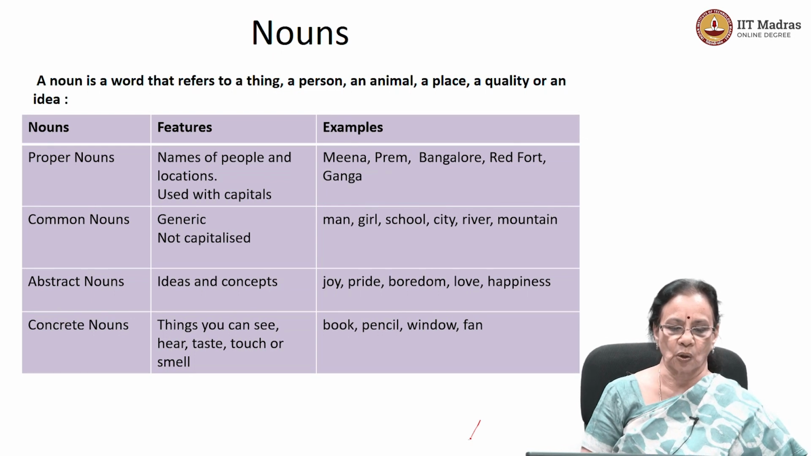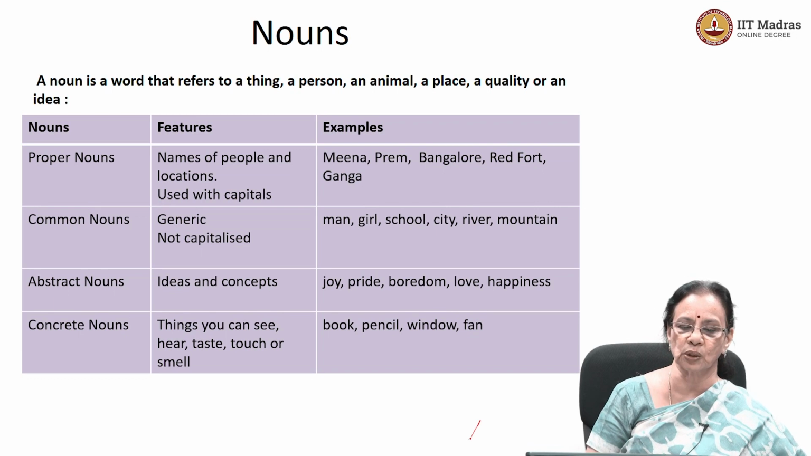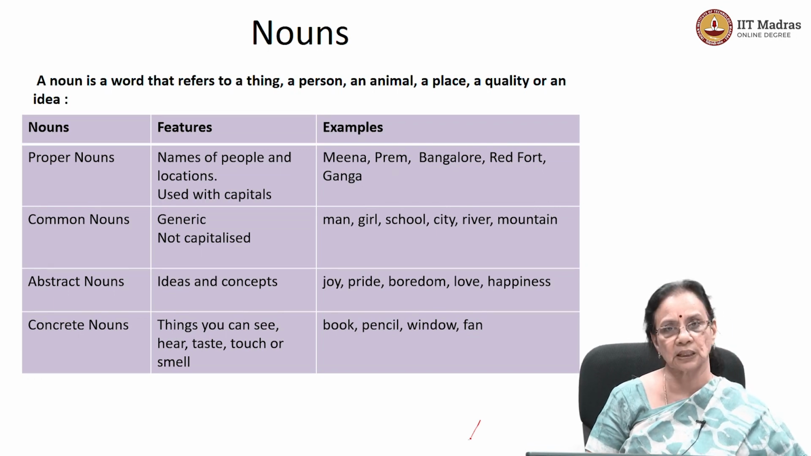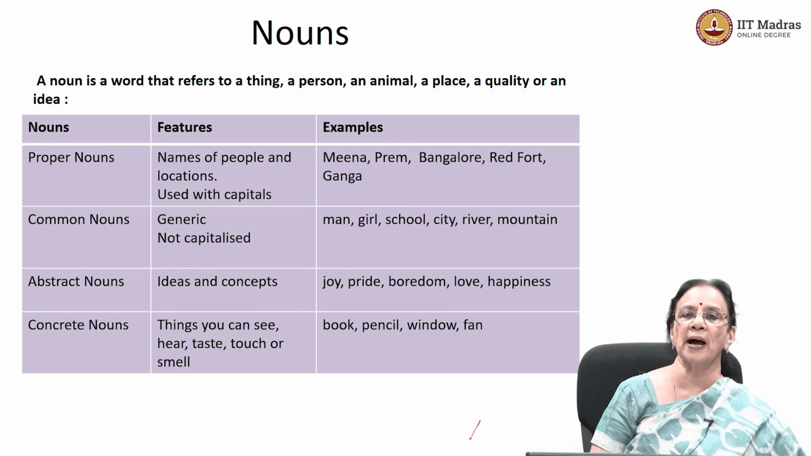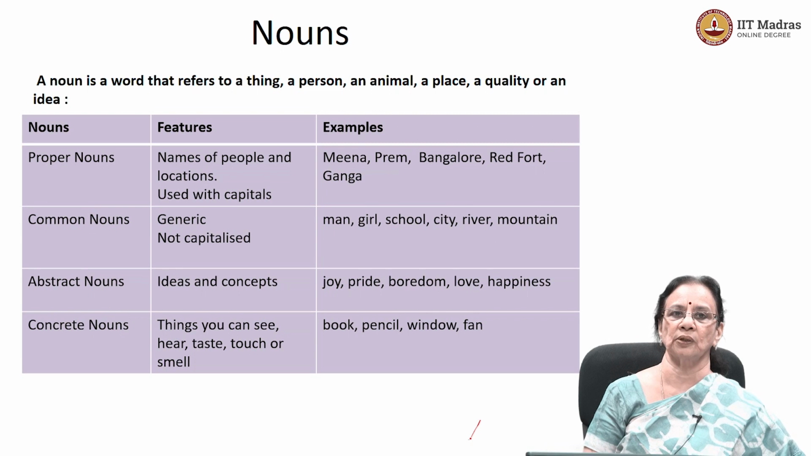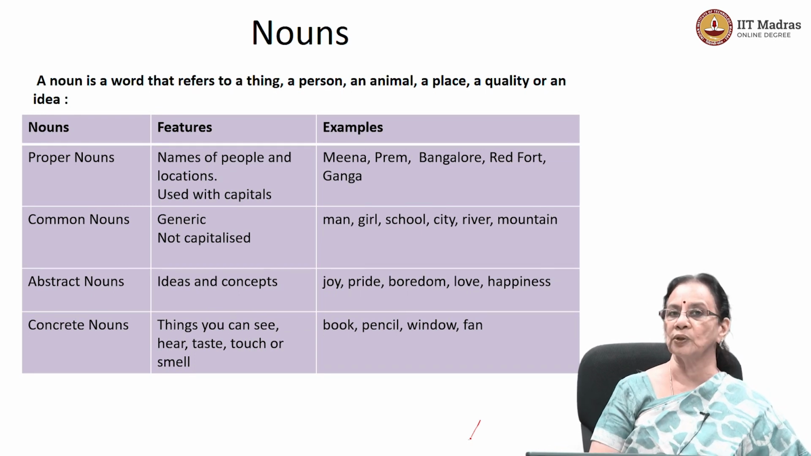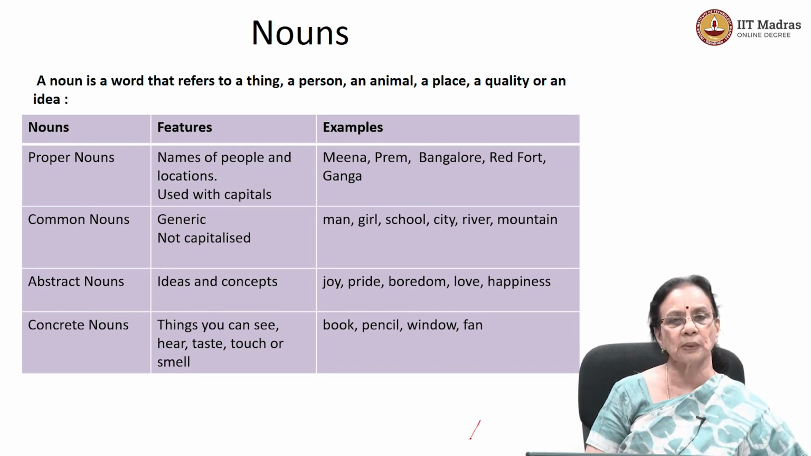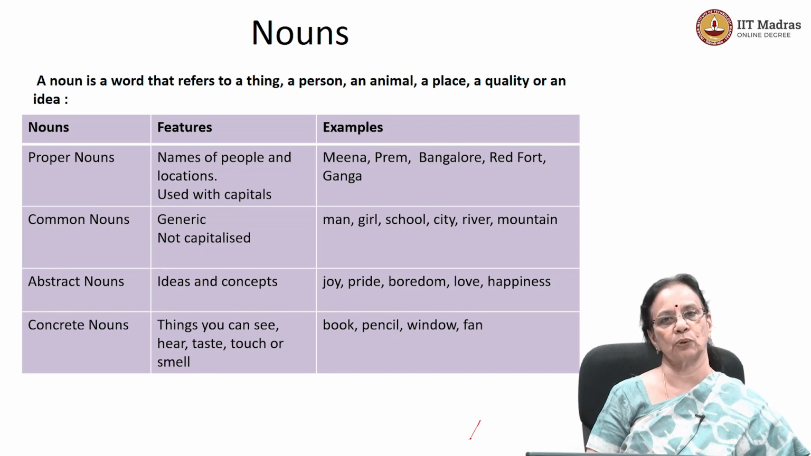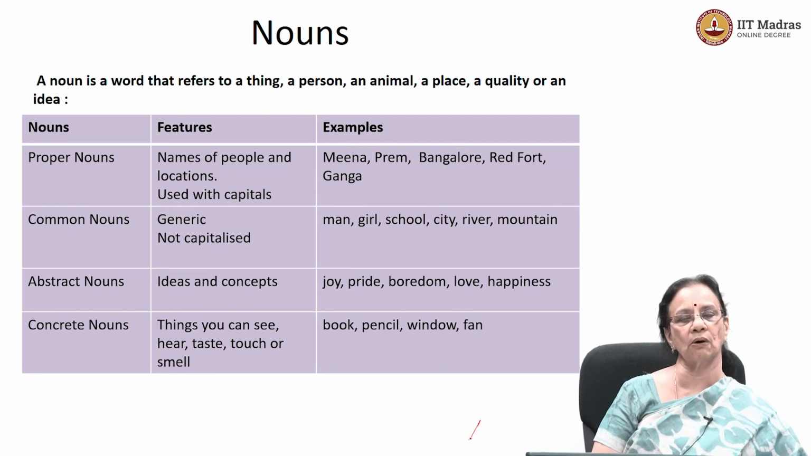Let us talk about common nouns. Common nouns, as the name itself indicates, are about generic things. Let us look at some examples. Man, girl. We don't know who we are talking about. It could be any man, it could be any girl. So it is a common noun. And then school. School, it could be any school. The name of the school is not given. Similarly, city, river, mountain, they are all common nouns. We could be referring to any city, any mountain, any river, or anybody.